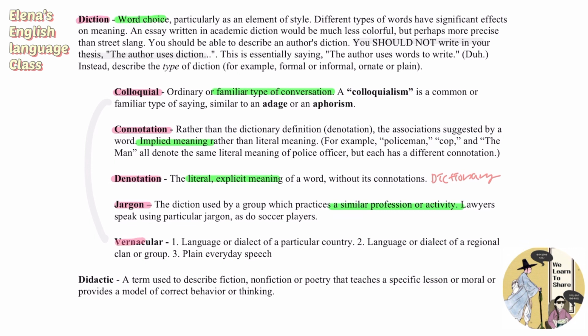And next is vernacular, which is the language or dialect of a particular country, or the language or dialect of a regional clan or group, or plain everyday speech. The first and second definitions are similar, because it's something that belongs to a certain country or a certain regional group. And also it could be the plain everyday speech that these particular people use in certain regions or countries.